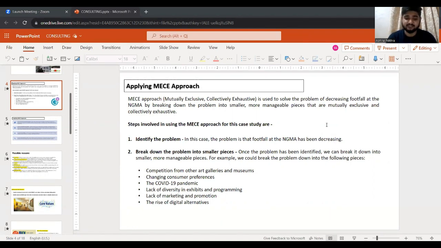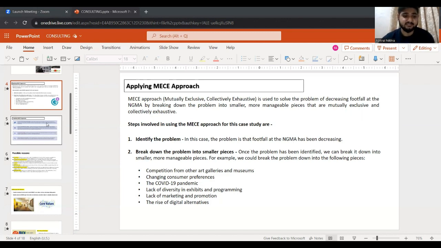So, what is the main reason for it? The second step, to make it easier to tackle, is to break this big problem into smaller pieces. The smaller problems are like a puzzle that together helps us understand what is going on. Some of the smaller problems are competition from other art galleries and museums, changing consumer preferences, the COVID-19 pandemic, lack of diversity, lack of marketing and promotion, and the rise of digital alternatives. These are the first two steps.